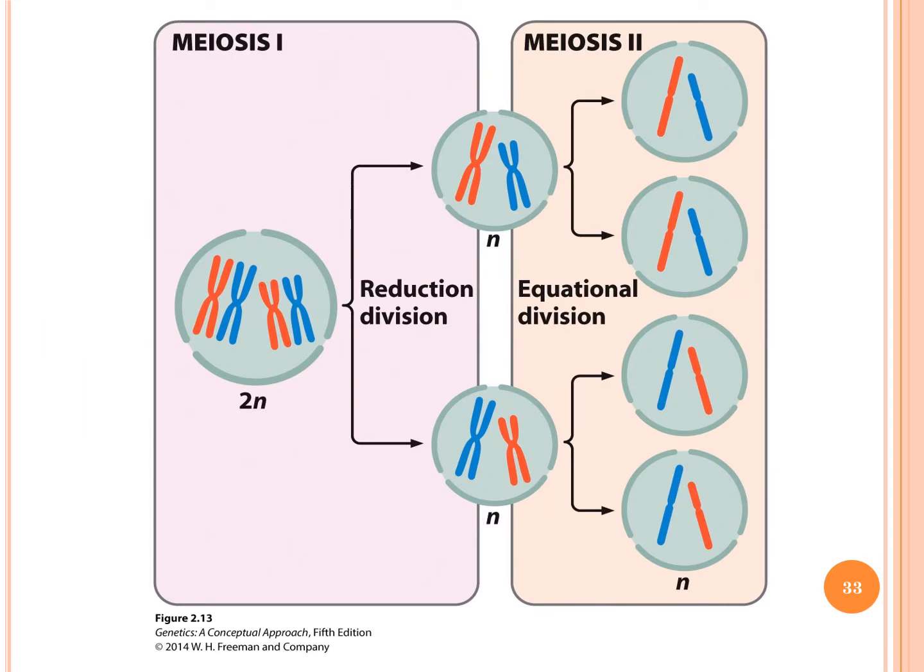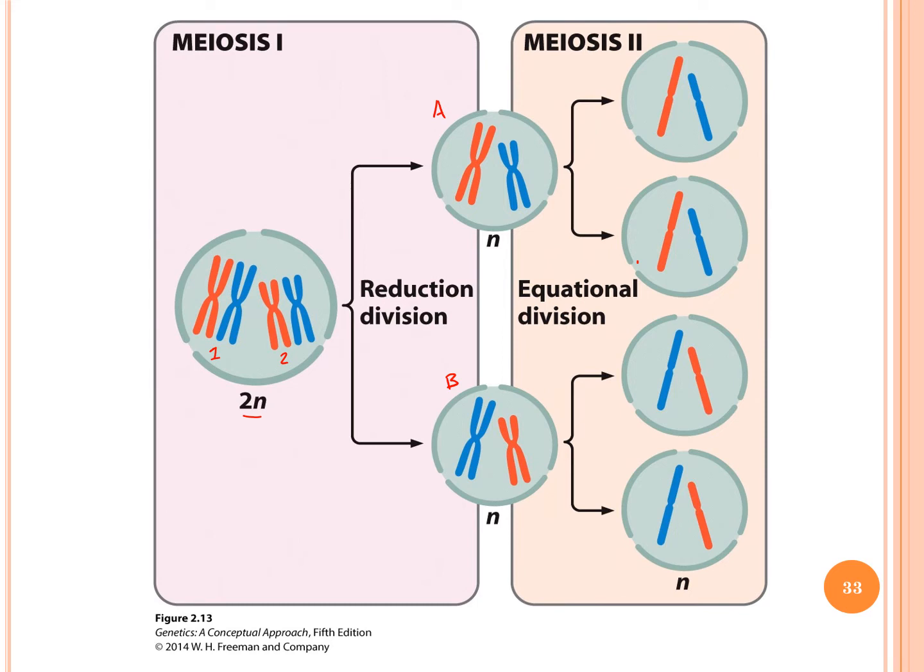So as we look at this diagram, we get an idea of these two different divisions that I was discussing earlier. Here in this situation, we have a cell that is 2N. We have a homologous chromosome pair 1 and a homologous chromosome pair 2. They're going to divide into two cells, A and B.